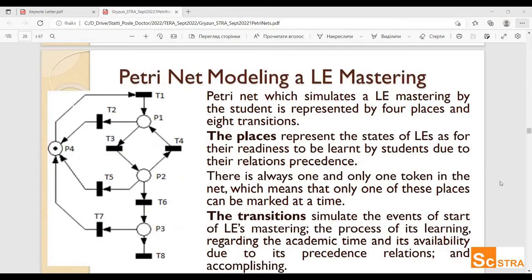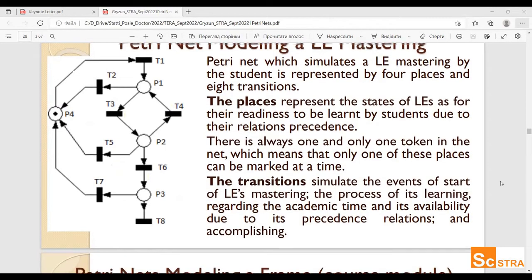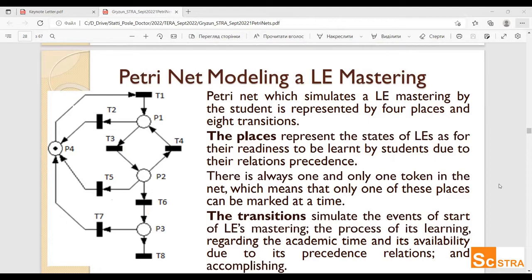So here you can see Petri net modeling, so-called basic Petri net modeling, for a learning element mastering by the students. The Petri net, which simulates learning mastering by the students, is presented by 4 places and 8 transitions. The places represent the states of learning elements as for their readiness to be learned by students due to their precedence relations. There is also one and only one token in the net, which means that only one of these places can be marked at a time.